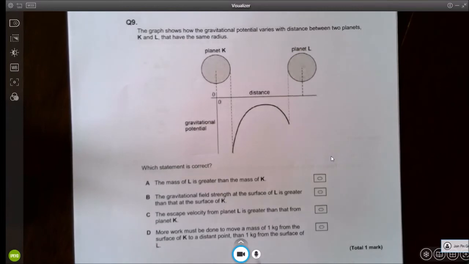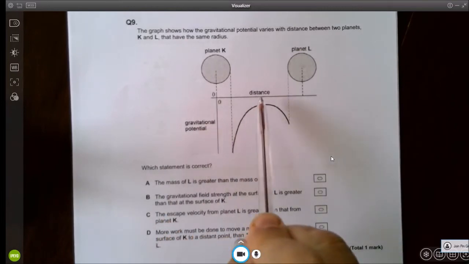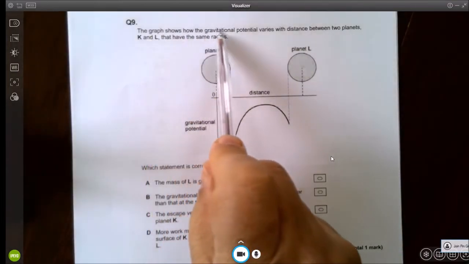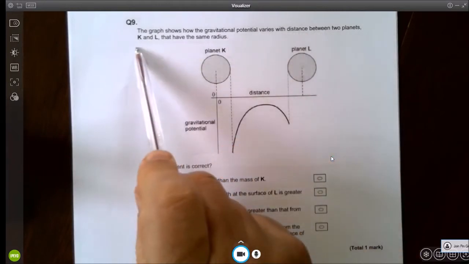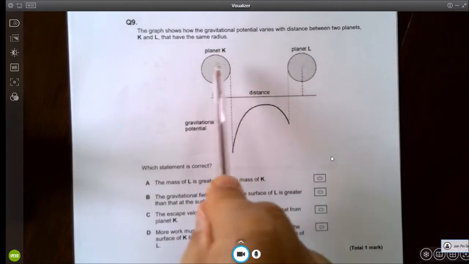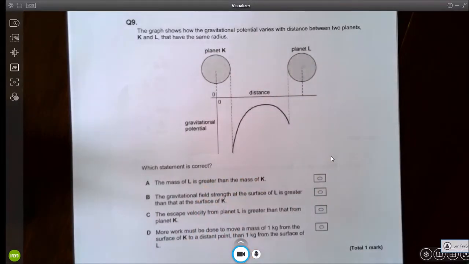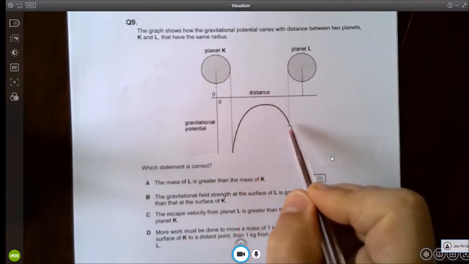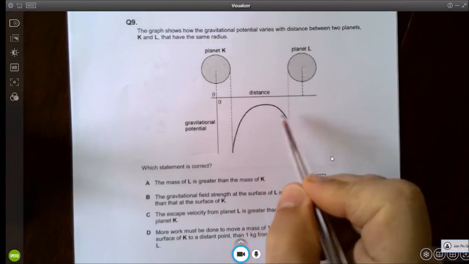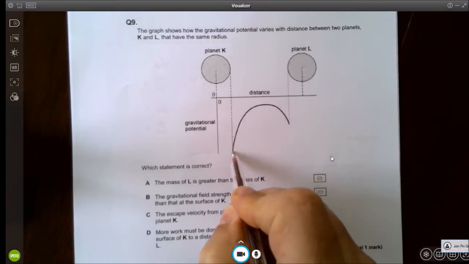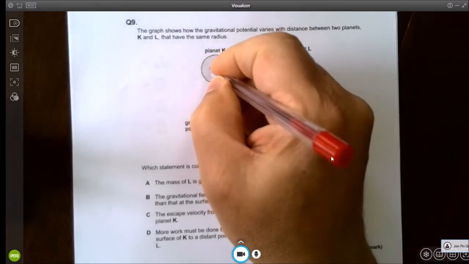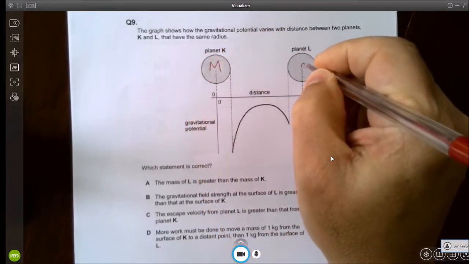Number 9. So this is a gravitational potential energy against distance graph. The graph shows that the gravitational potential varies with the distance between two planets K and L of the same radius. Okay, so obviously you look at the graph here. You'll see this graph like the Earth and the Moon. At the surface, this has a lower gravitational potential energy, which tells you this has got a bigger mass than this one.